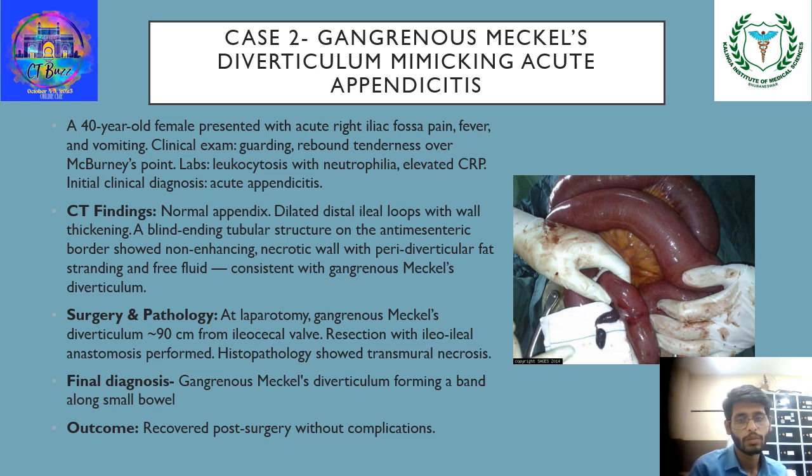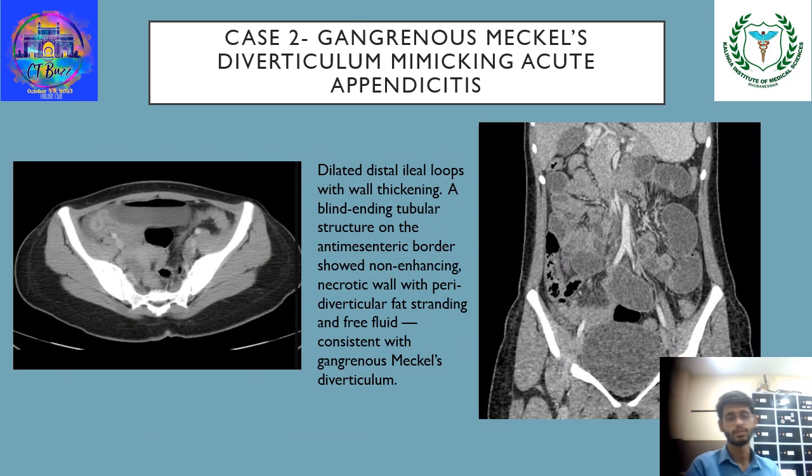But the CT findings showed normal appendix, dilated distal ileal loops with wall thickening. Blind ending tubular structure on the antimesenteric border showed non-enhancing necrotic wall with peridiverticular fat stranding and free fluid, consistent with gangrenous Meckel's diverticulum. At laparotomy, gangrenous Meckel's diverticulum approximately 90 cm from the ileocecal valve was seen. Resection with ileo-ileal anastomosis was performed. Histopathology showed transmural necrosis. Final diagnosis was gangrenous Meckel's diverticulum forming a band along small bowel, and the patient recovered post-surgery without any complications.